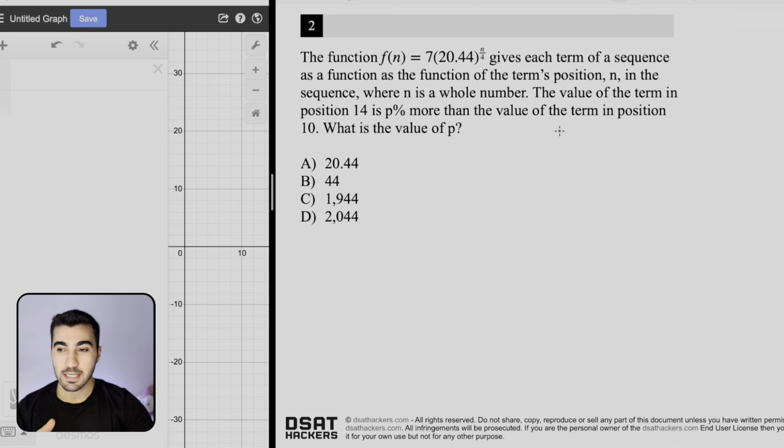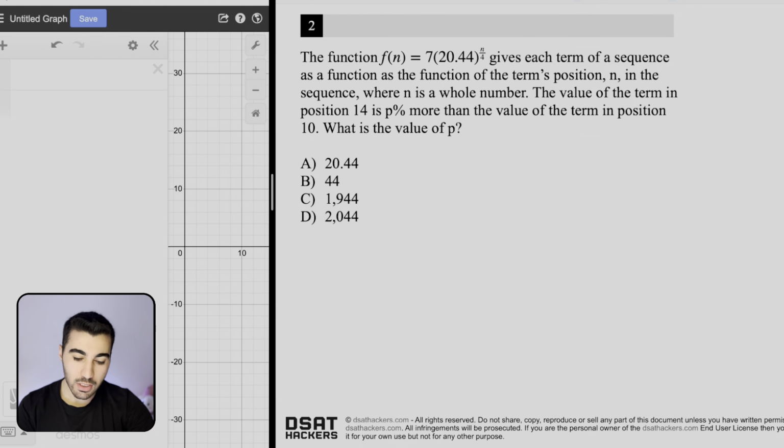Question number 2 says the function f of n equals 7 times this gives each term of a sequence as a function of the term's position n in the sequence, where n is a whole number. The value of the term in position 14 is p% more than the value of the term in position 10. What is the value of p?